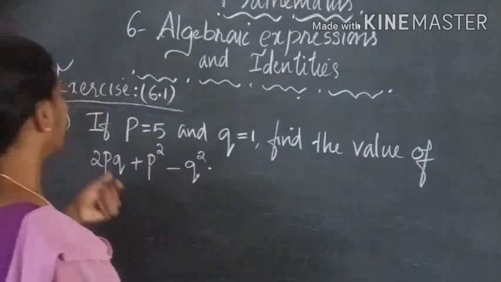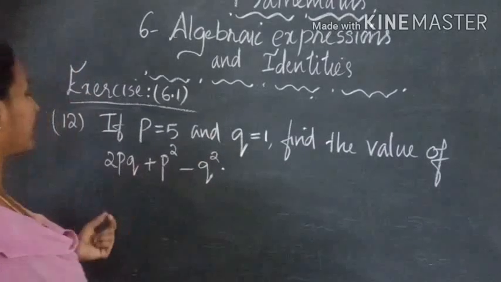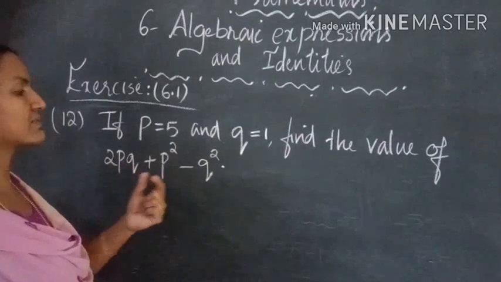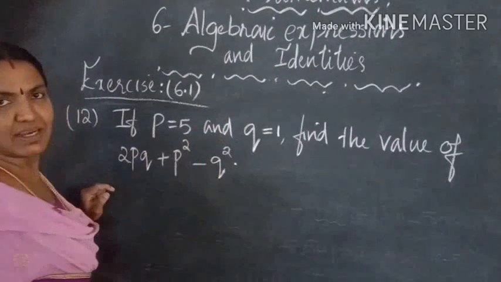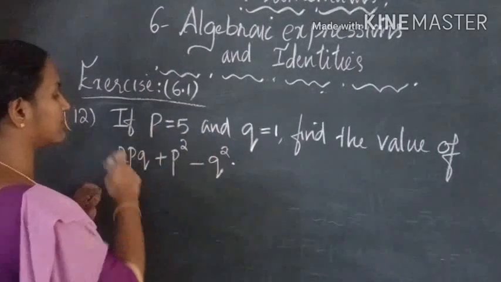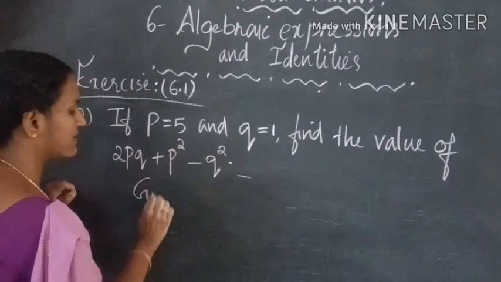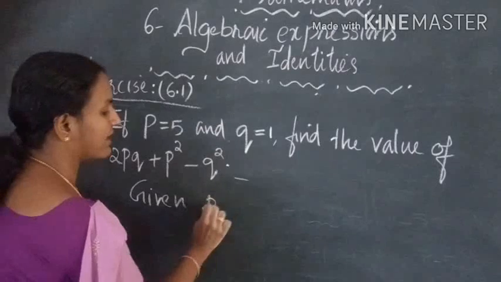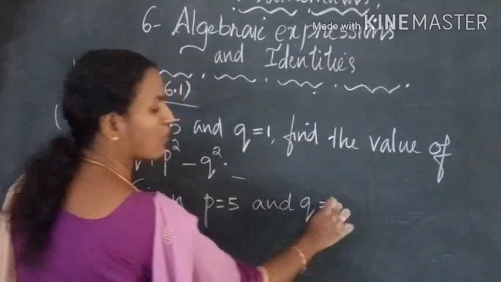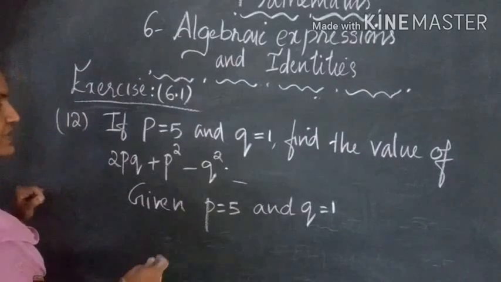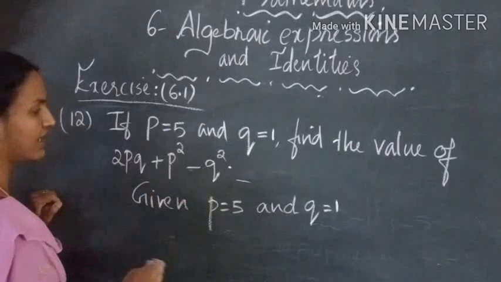Question number 12. If p is equal to 5 and q is equal to 1, find the value of 2pq plus p square minus q square. The value of p and q is given. You have to find the value of 2pq plus p square minus q square. So given p is equal to 5 and q is equal to 1. So substituting the values of p and q in this expression.